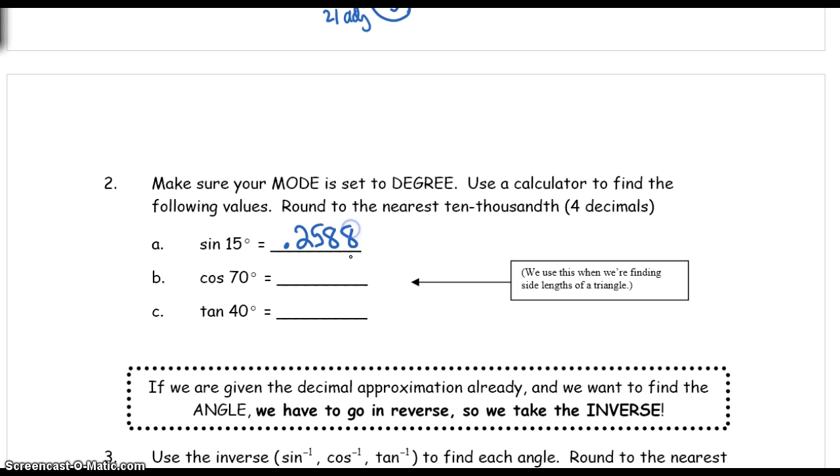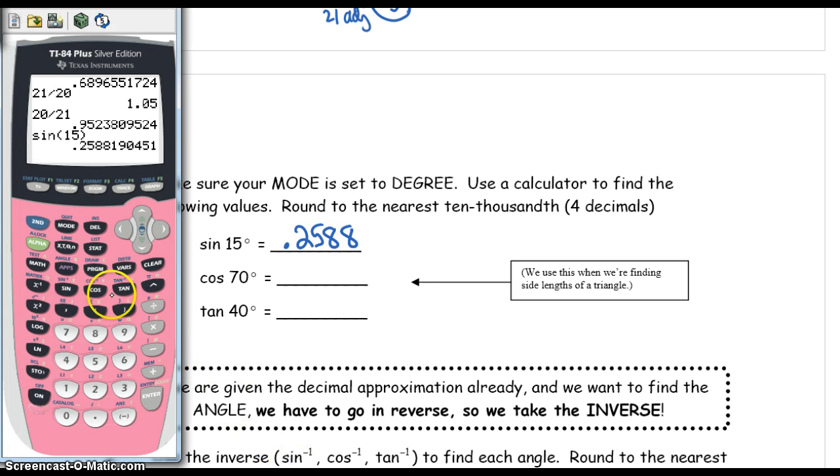Just like that. Then we do cosine of 70. So we're going to do the same thing. We're going to hit cosine and then hit 70. Technically, we're finding the ratio of a side of a triangle. You don't know that yet, but that's technically what we're doing. So when we look at this, we have 0.34202. This 2 will not change this 0 to anything. So it's just 0.3420.